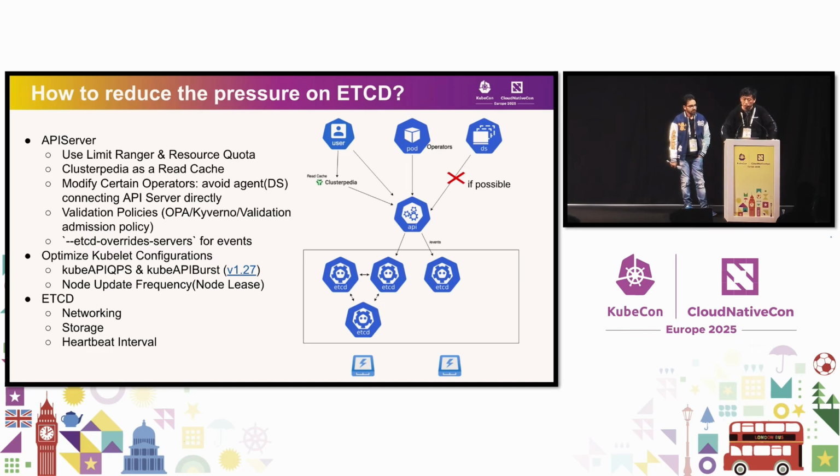And sometimes the pods are one of the largest objects. You can also use more than 2 etcd clusters. Then about the kubelet, this is not quite related, because the kubelet will connect to the API server, so the QPS and API burst, you may need to tune them, and also the node update frequency. This is for the node list. And for etcd, there's a tuning page on the official website. You may have a better disk, and also the network, and the heartbeat intervals.